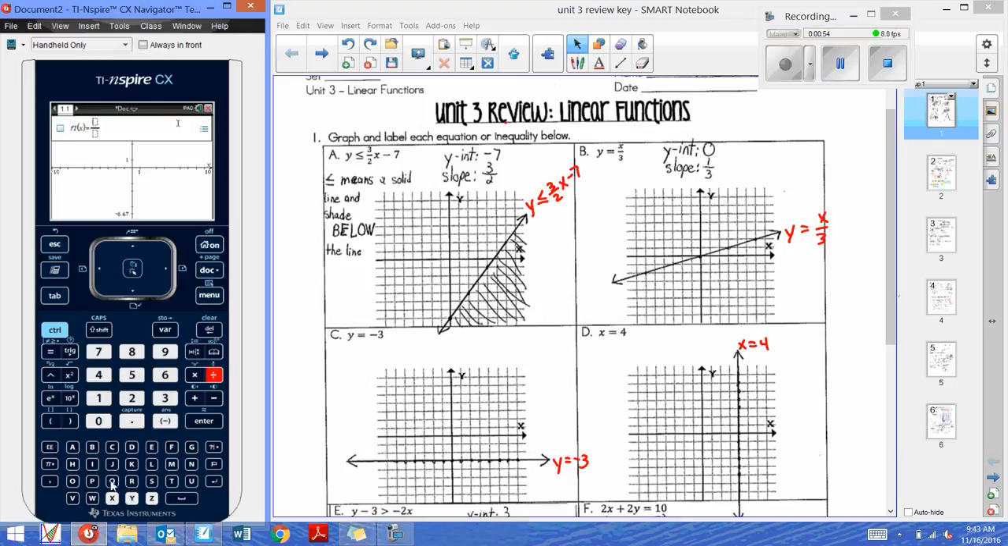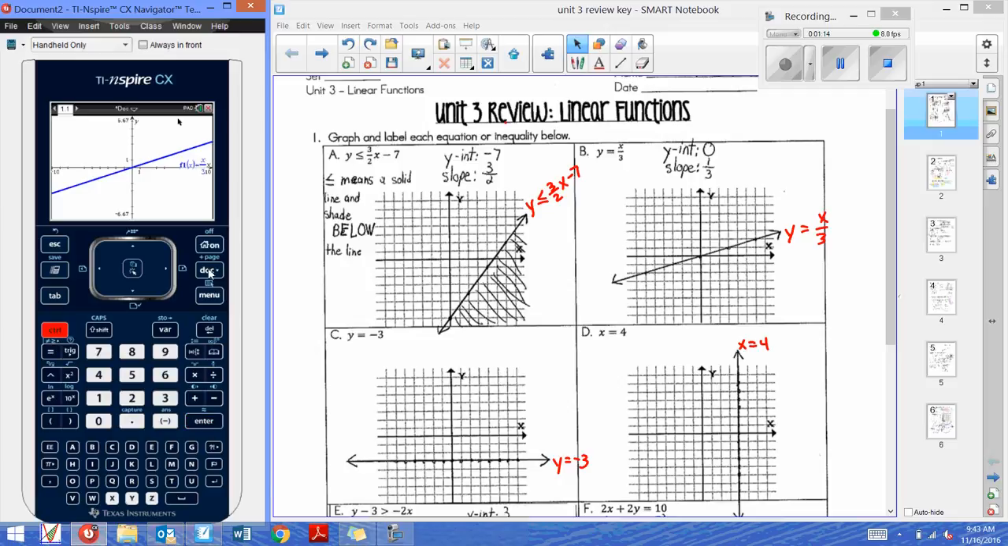So we want to do x divided by 3. And you can hit enter just to make sure that your line is pointing in the right direction, that your slope is correct, and if it's an inequality, that the line is either solid or dashed.